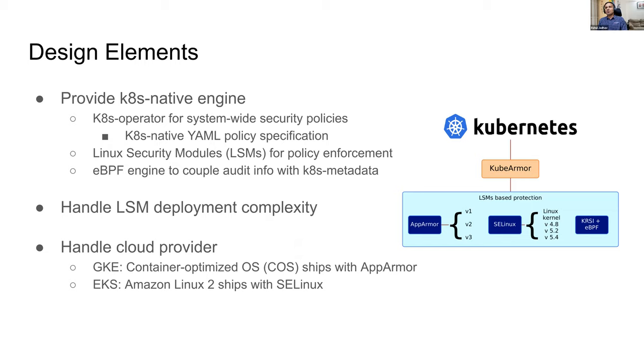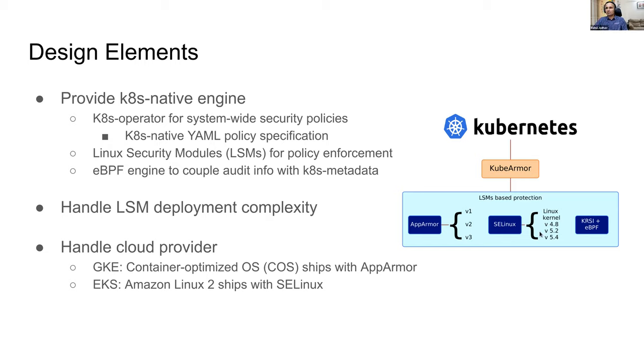The eBPF engine, like I mentioned before, is to couple audit information and audit alerts with the Kubernetes metadata. So it handles LSM deployment complexity. Like here, I've mentioned AppArmor has versions 1, 2, and 3, and even in the case of SELinux, there are several versions which have very different policy languages. AppArmor and SELinux by themselves are very different in terms of how they enforce policies. We don't expect a Kubernetes administrator to understand AppArmor and SELinux.